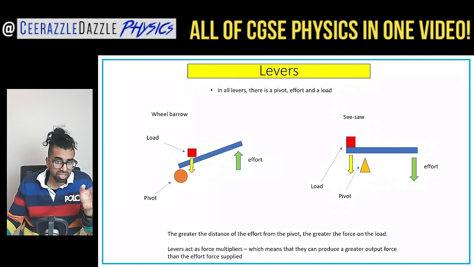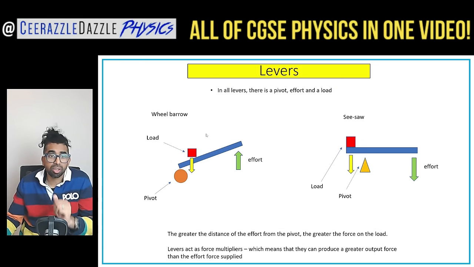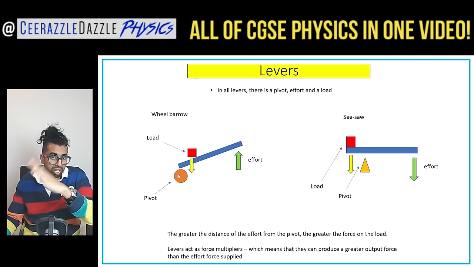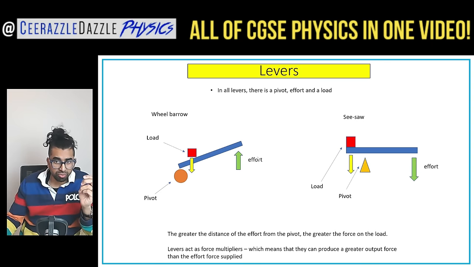Levers. This is basically the physics behind how a spanner works or how a wheelbarrow works. Look over here, we have a wheelbarrow, with a load on one side and effort on the opposite side. We've got a pivot point over here, which is where it rotates about. First of all, recognize that the greater the distance from the pivot, the greater the force on the load. If I push from down below, I'll have less of a force on the load. As I increase the distance from the pivot, the greater the force will be on the load to lift it up.